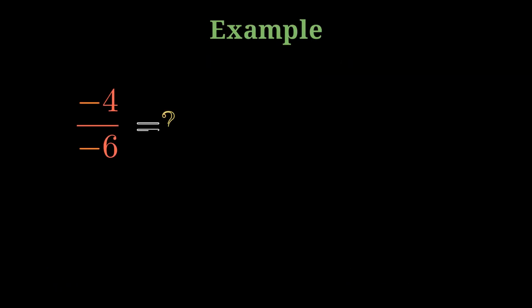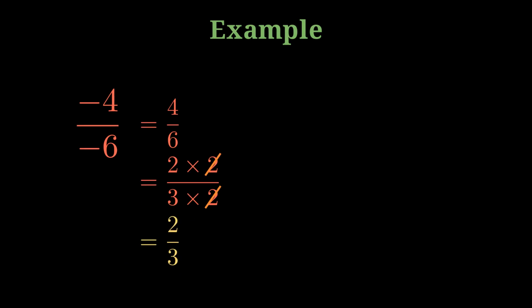Simplify minus 4 over minus 6. 2 minuses cancel, positive 4 over 6. 4 is 2 times 2. 6 is 3 times 2. The 2's cancel, 2/3.